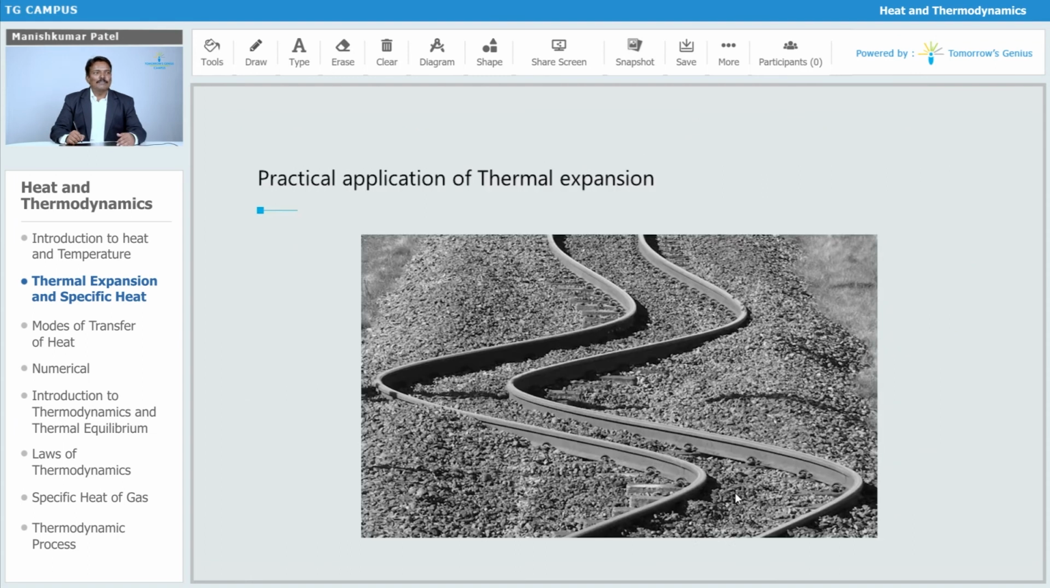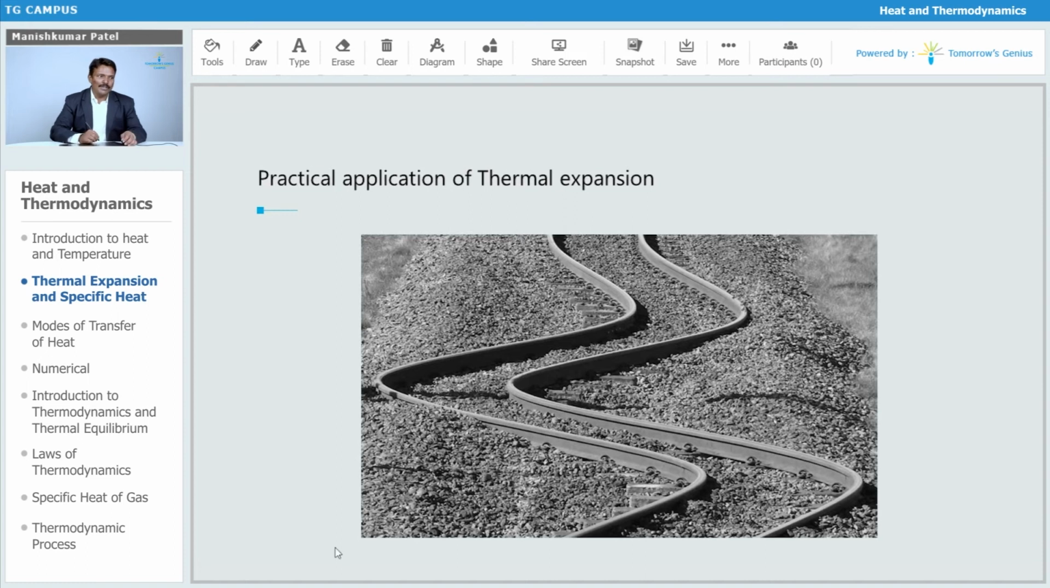Now let's see the practical application of thermal expansion. You have seen that in rail tracks there is a small gap in between the tracks. So why are we keeping that gap between those rail tracks? It is for expansion. During the summer, the rail tracks will expand. If you don't keep that gap, you can see the problem over there.